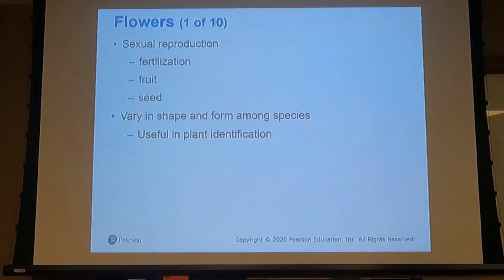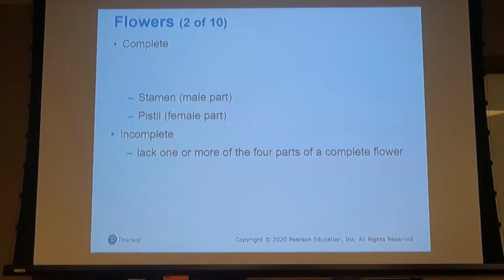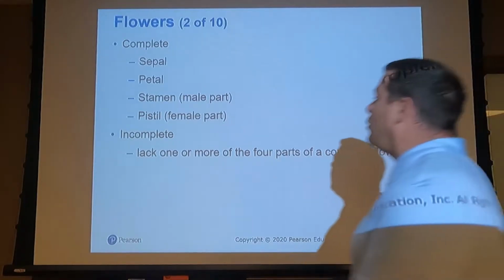So the flowers are going to vary in shape and form. They can be useful in plant identification. We have complete flowers that contain these 4 parts.